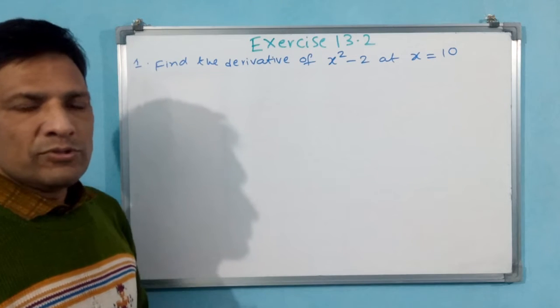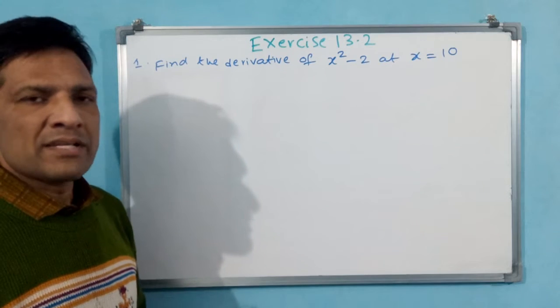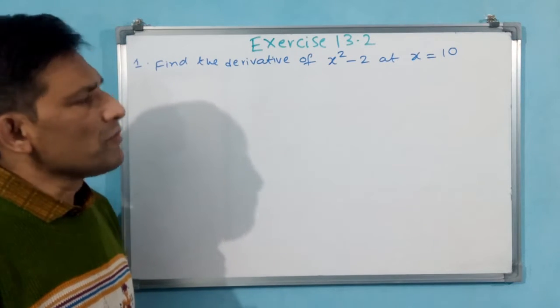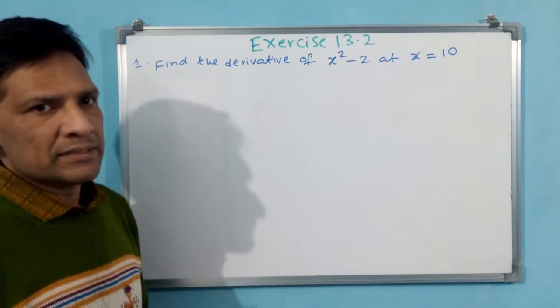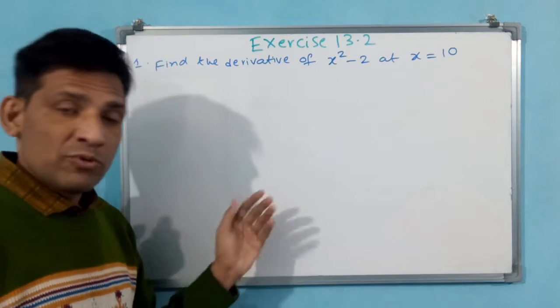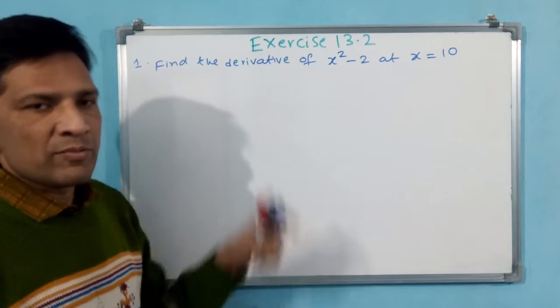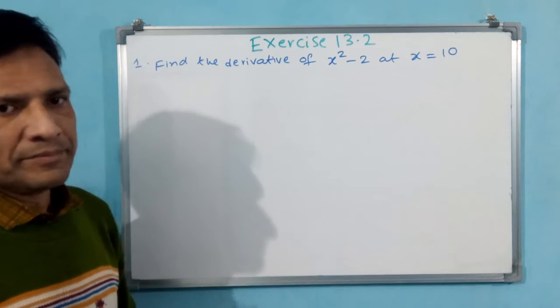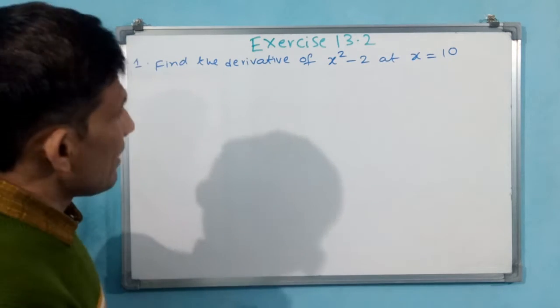f dash x is equal to limit delta x tends to 0, f of x plus delta x minus f of x by delta x. Okay, that we will do. Why? Because until 4 questions, I think we will do that procedure. Why? Because that procedure also we have to know. In examination, if they ask us to find by that procedure, then we will do that procedure. Okay, let us do. Okay, see what I am doing.